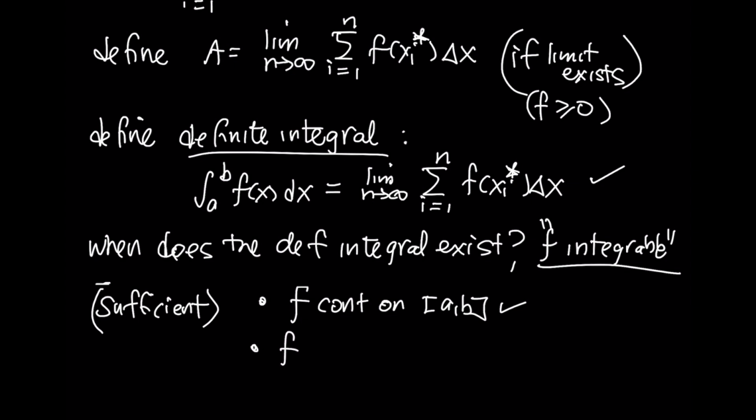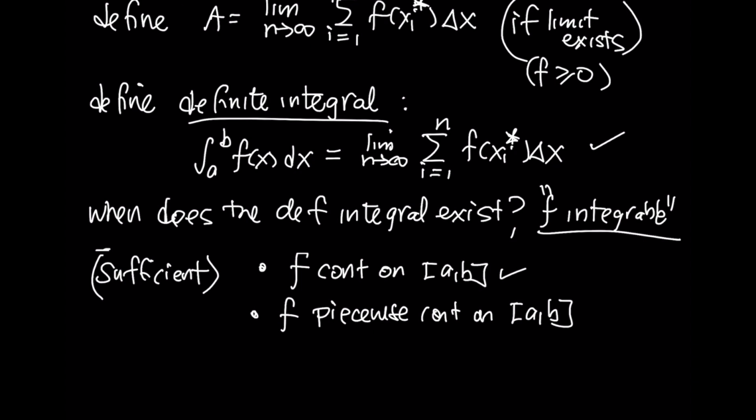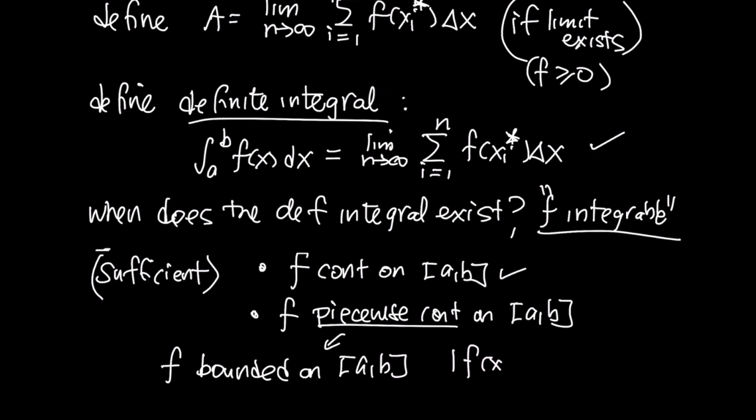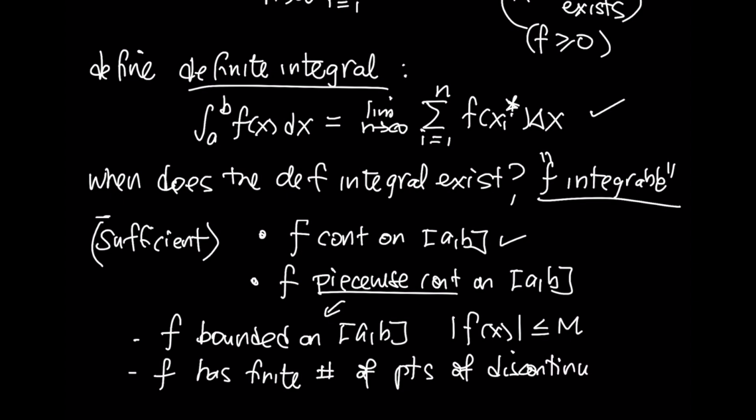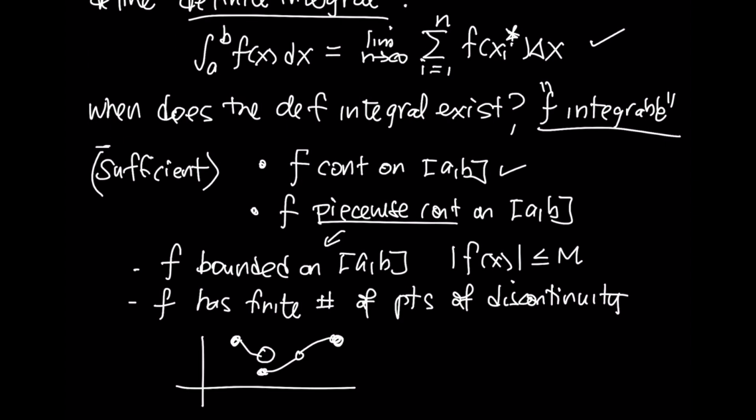Now the other condition here is if your function is piecewise continuous on your interval AB. Piecewise continuous is something a little weaker or a little less well-behaved than continuity. Piecewise continuity means that your function is bounded on the interval AB, which means that the size of your function is less than or equal to some positive number, and f has a finite number of points of discontinuity. So that means breaks or holes or gaps, etc. So for example, functions that do something like this can be integrable on your particular interval.